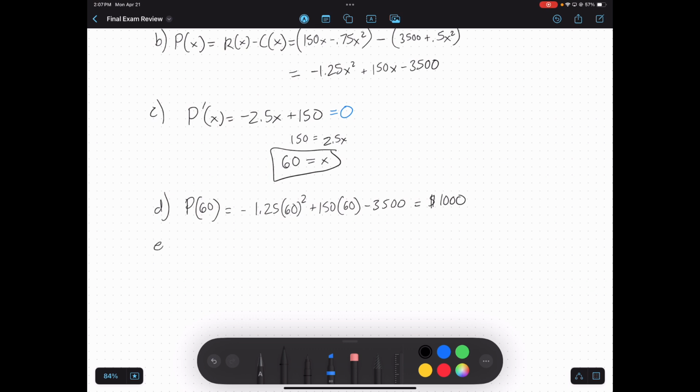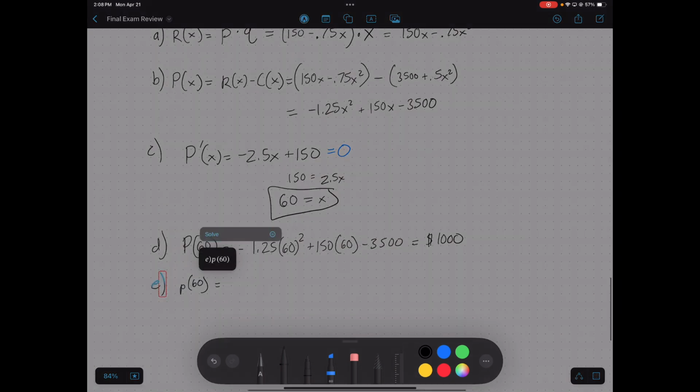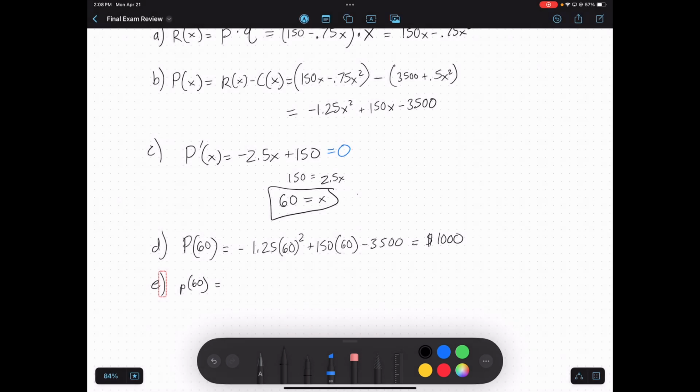And then part E, once again, is just a little more busy work. It's just asking, okay, so if you want to sell 60 suits, what price should you set it at? What is that asking you to do? Yeah, plug it into your little p function now. So now I'll plug it into little p, which is just 150 minus 0.75 times 60. And that's just, hello, $105. Cool.